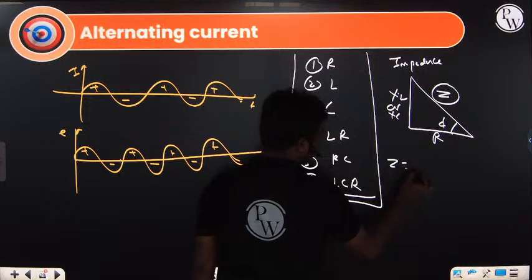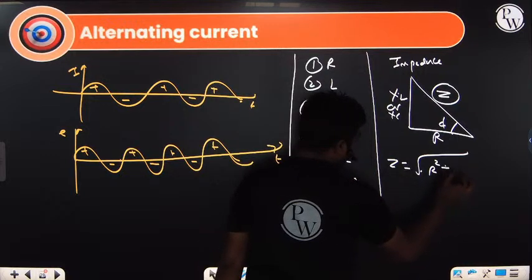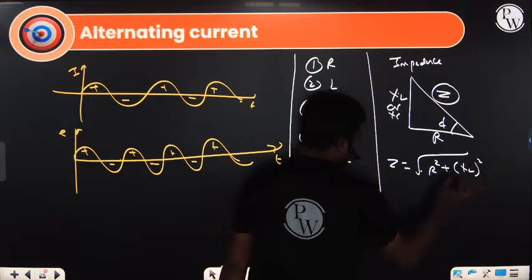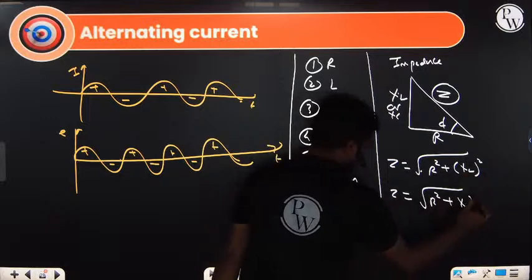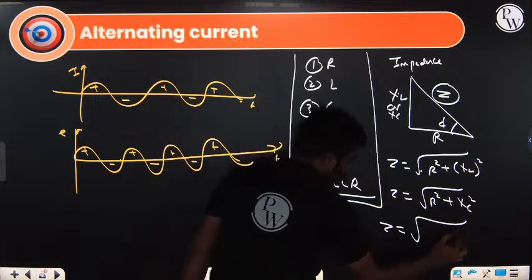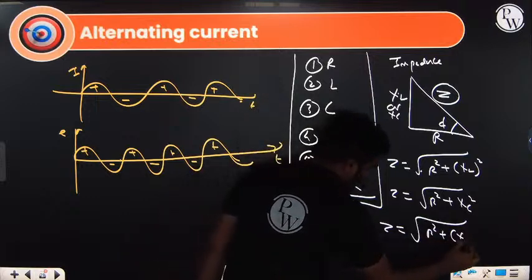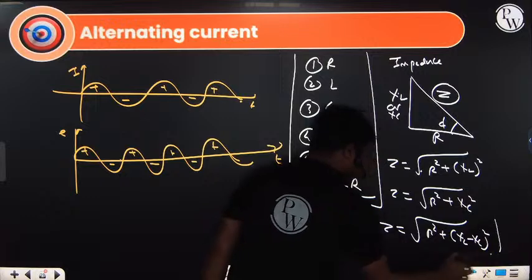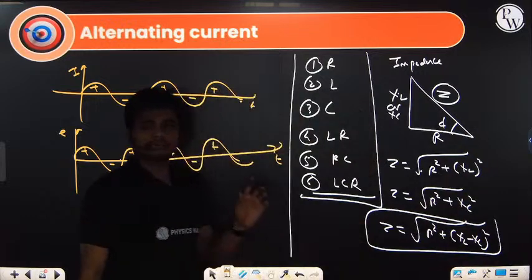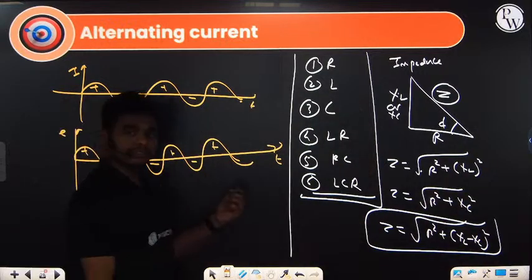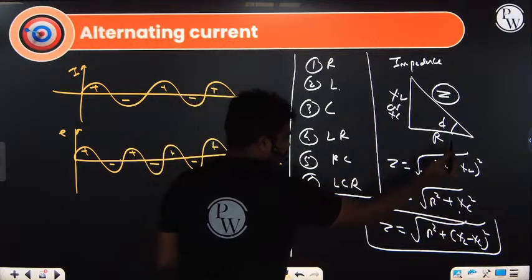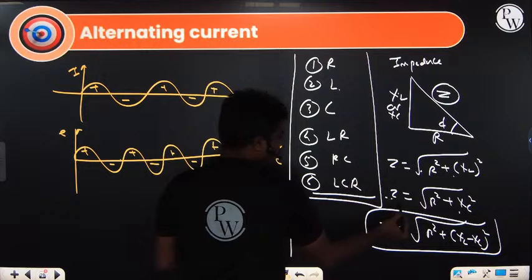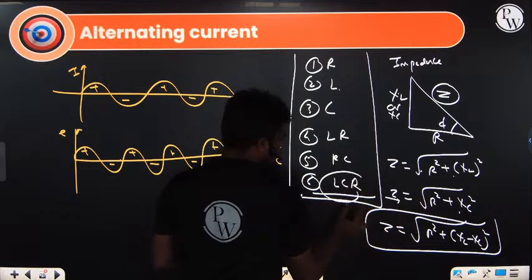And what is impedance? Z is given by under root R square plus XL square, or under root R square plus XC square, or under root R square plus XL minus XC whole square, depending on what type of element we have in the given circuit. If we have only L and R, we'll use the first formula. If we have only R and C, we'll use the second. If we have all LCR, we'll use the third.